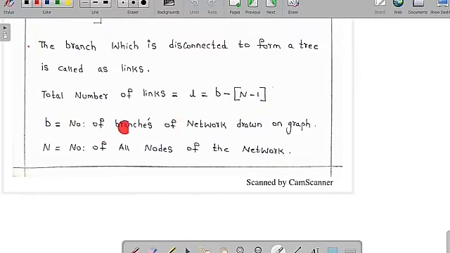So b is the number of branches of the network drawn on the graph. See, this is the total number of branches of the network drawn on a given graph. From the original network, we are going to draw the graph. So the number of branches present on the graph, we are going to represent by the symbol b, whereas capital N indicates the number of all nodes of the network. It is going to include even the reference node. So it is going to contain each and every node present in that graph.